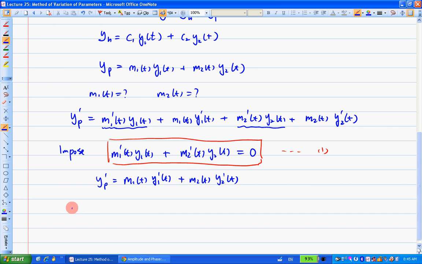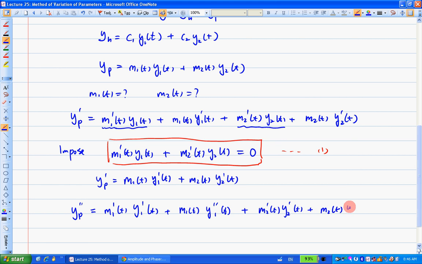And the next objective is yp double prime. Again, two-time function, two-time function. You take the derivative, you need to apply the product rule. So let's see, if I apply the product rule: m1 times y1 prime plus y1 double prime times m1 prime plus y2 prime m2 prime plus m2 y2 double prime.